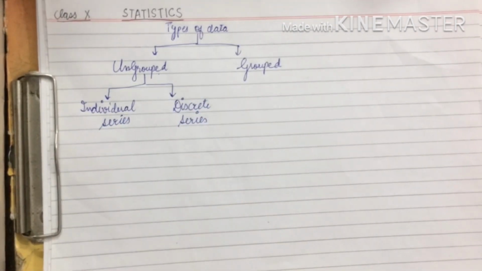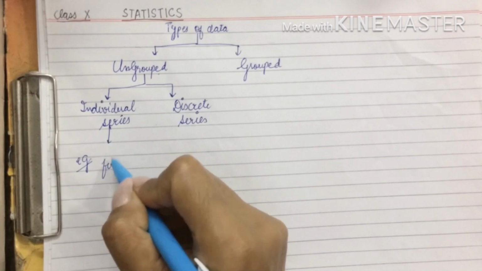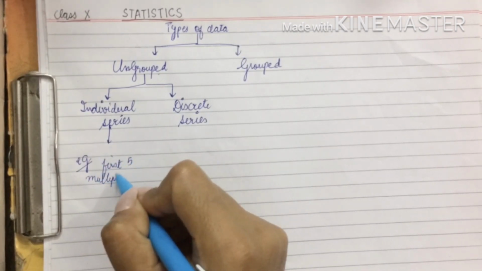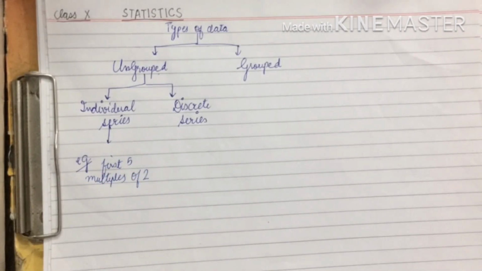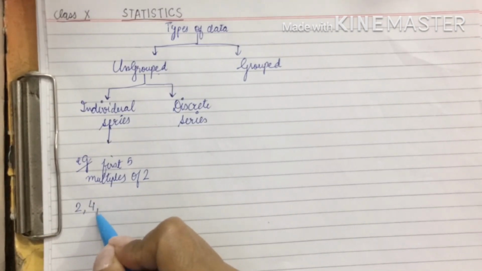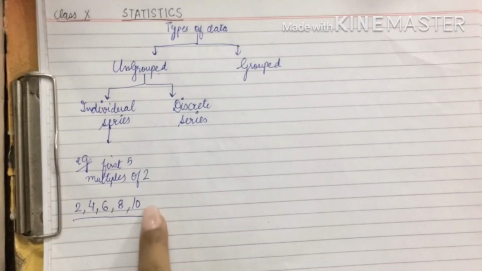Now, what do we mean by individual series? Individual series means data in which each observation appears only once. An example for this would be the first 5 multiples of 2. So if I write down the first 5 multiples of 2, the list would be 2, 4, 6, 8 and 10. Now in this list, each observation appears only once. So this type of data will be called individual series, and this falls under the category of ungrouped data.